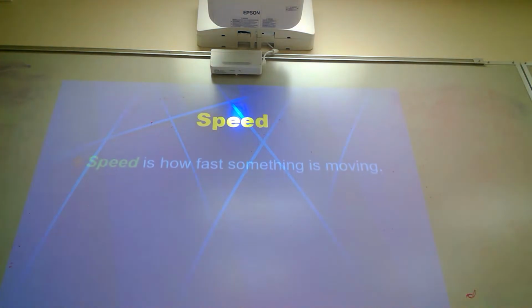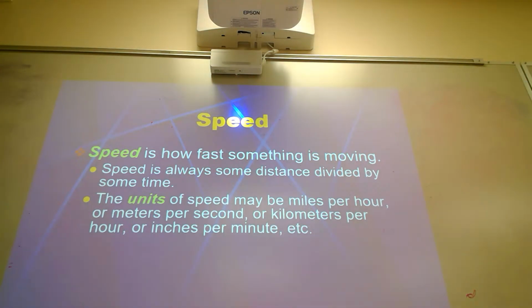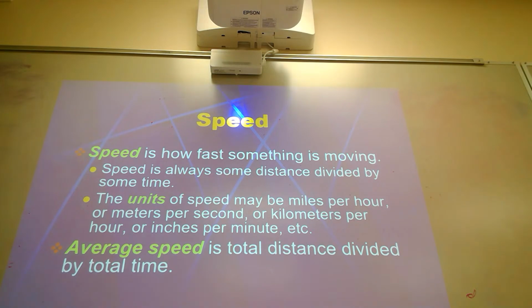So first, speed is how fast something is moving. Now you know that, but it is something more precise in physics. Speed is always some distance divided by some time. The units of speed might be miles per hour, meters per second, kilometers per hour, or inches per minute. Now we've been going through some speed things in physics class. We did kilometers per hour, miles per hour, meters per second.